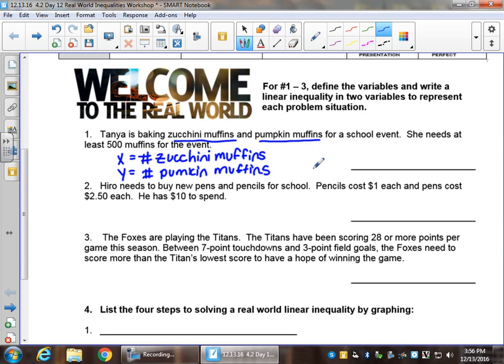So I'm hoping that this rings a bell with way back in Unit 3 when we set up an equation that was number plus number equals total number. It's the same idea, but now we're going to apply our information with the inequality to it. So the number of zucchini muffins, which is represented by X, plus the number of pumpkin muffins represented by Y, has to be at least, so greater than or equal to the 500 total that she needs to make. So again, that same quality of number plus number and then a total.